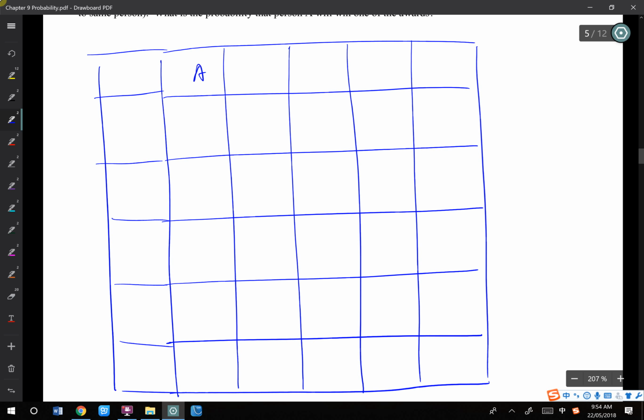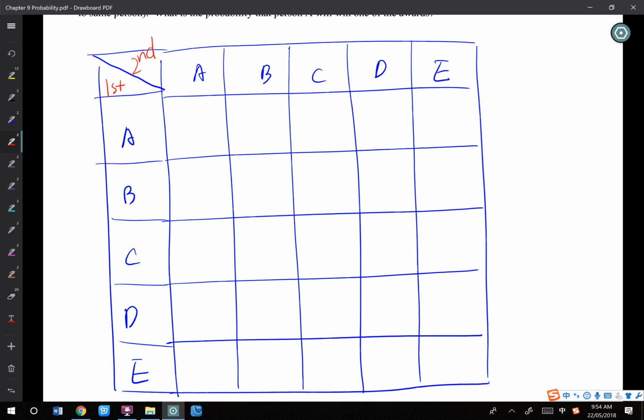Let's say persons A, B, C, D, E. I can say this column is the first award, and the row will be the second award given to someone. Is that a with replacement or without replacement question? Without. I select A and I can't select A again, so I will have a cross here. Can't give to the same person.